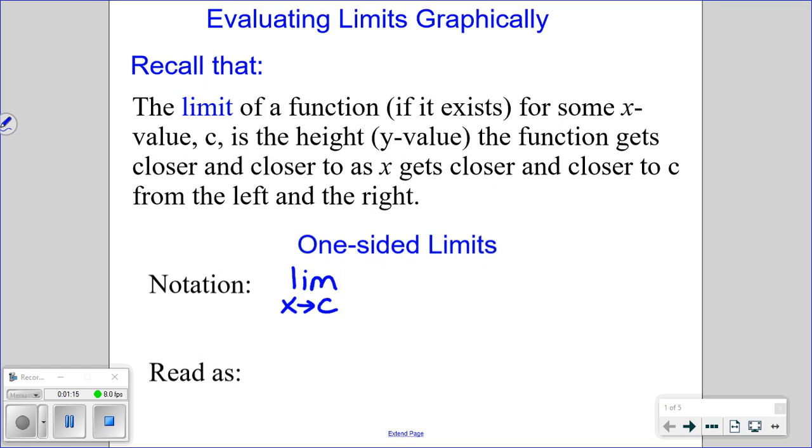And let's say x is approaching c from the left. We use a little negative sign as a superscript, because remember, on the number line, negative numbers are to the left. Okay, and then you always have to have a function with your limit notation. So we're just going to use f of x for our function, and then we would say equals L. Okay, so this is read as the limit as x approaches c from the left of f of x equals L.